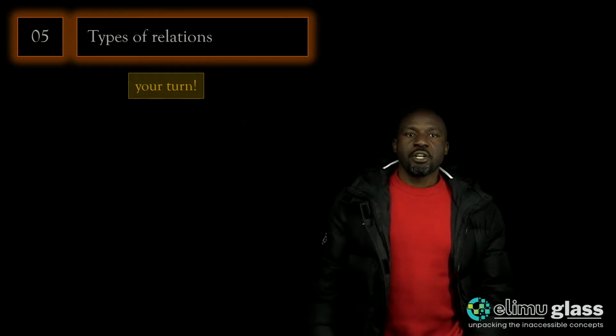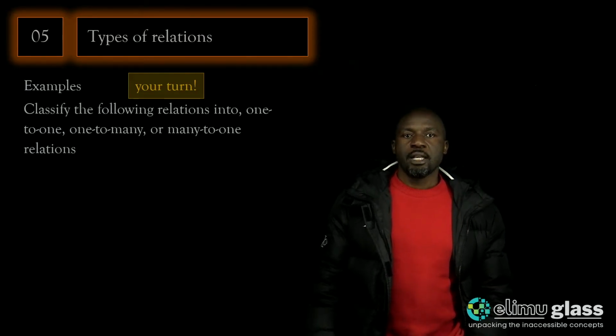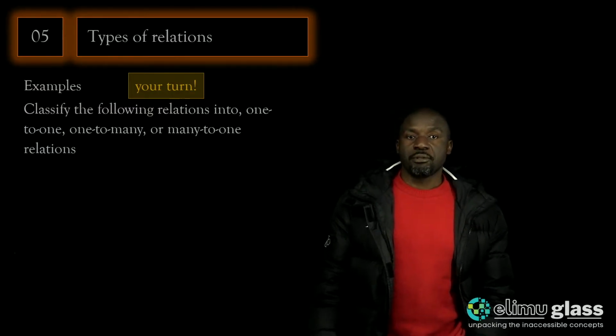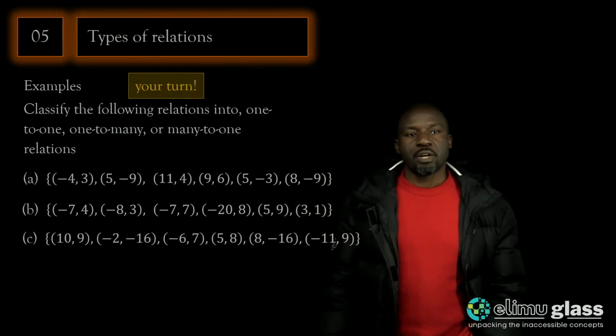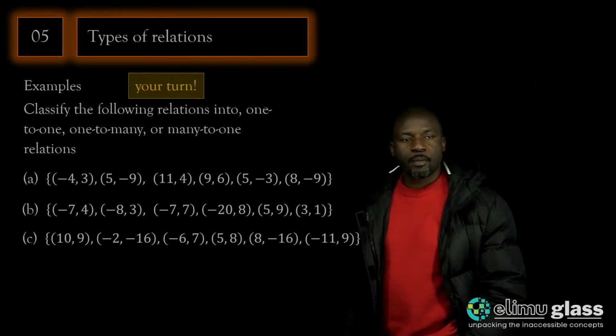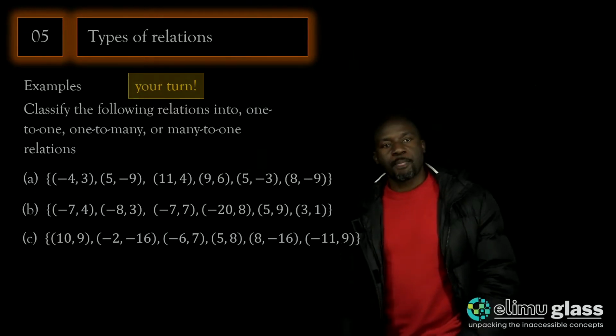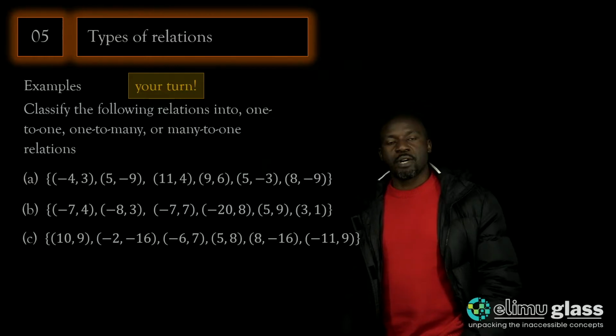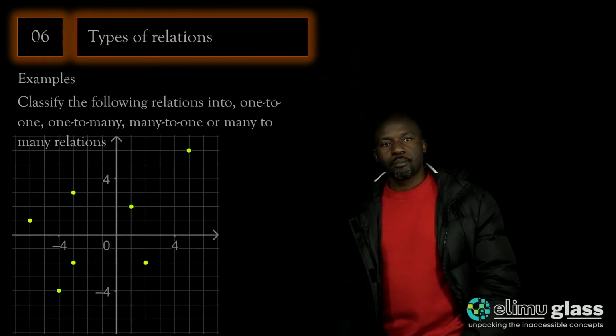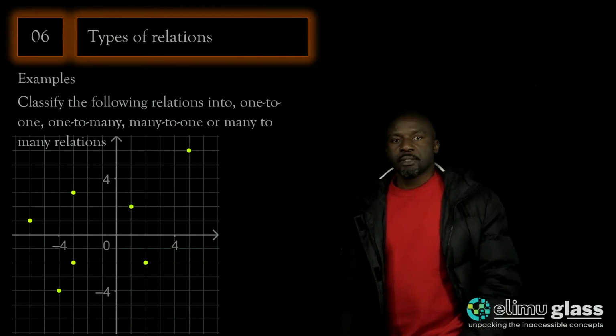Here is a question, your turn, all right? Classify the following relations into one-to-one, one-to-many, many-to-one, or many-to-many relation, okay? So here are some questions. I want you to try this yourself. See if you can handle it. All right, just pause the video and try them out, okay? Otherwise, I'm moving ahead.